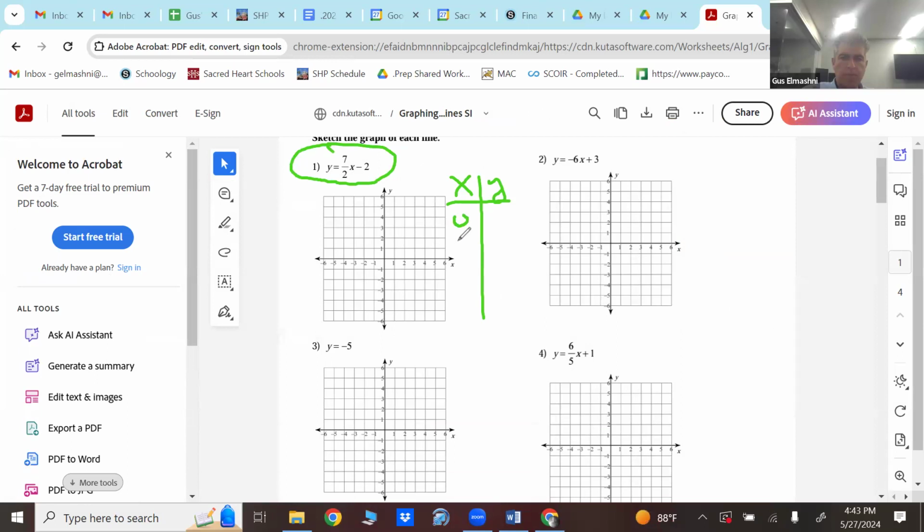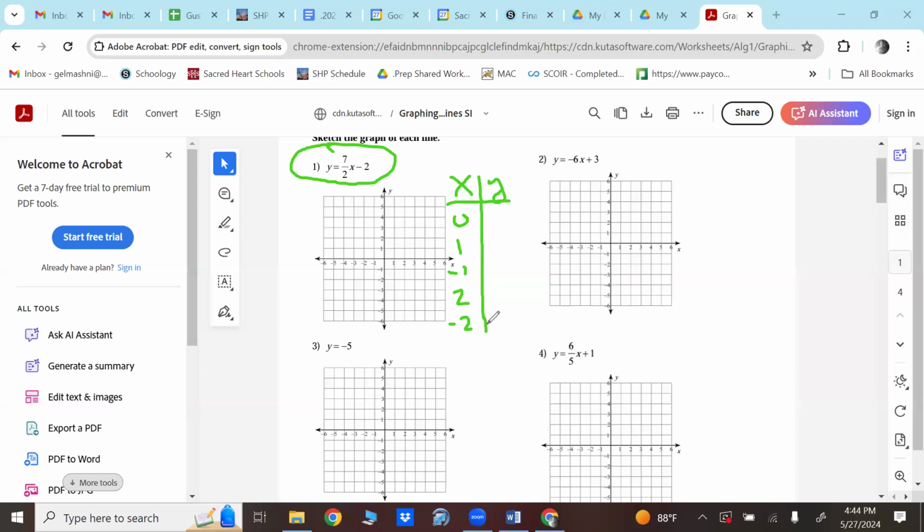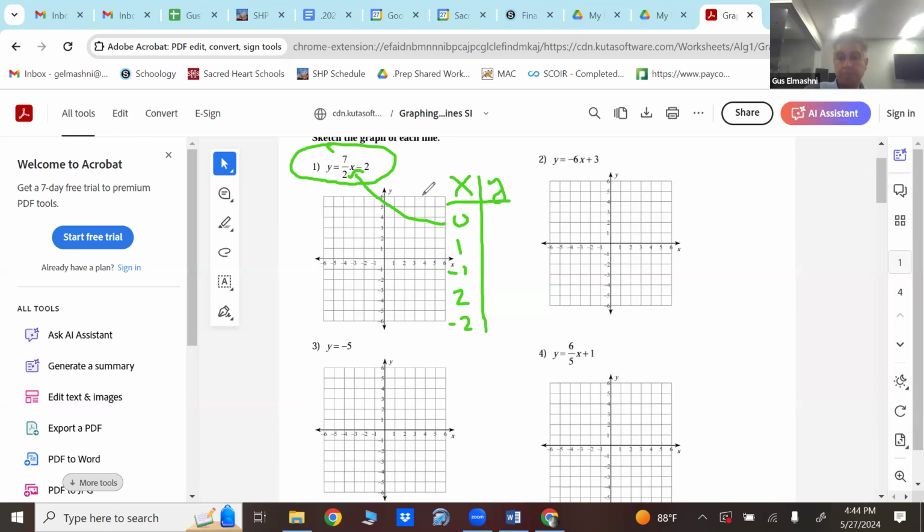Okay, so we'll do 0. How about it? I guess this will be a little harder. Zero times that, it'll be zero. No, if you plug 0 in for x, what do you get? We'll put 0 in for x, it'll be seven halves times 0, which is 0, minus 2, which is negative 2.